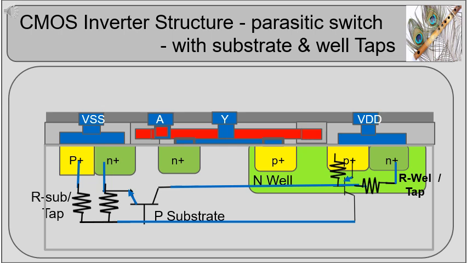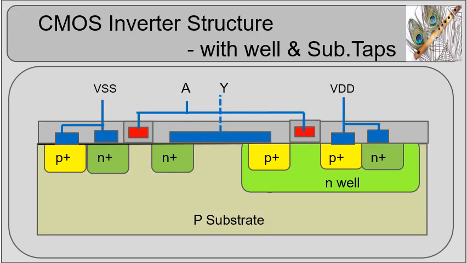The figure shows a CMOS inverter structure, mounted with well and diffusion taps. One end of the tap is connected to supply and the other end lies on the well or the substrate. The figure shows a CMOS inverter layout structure with built-in well and substrate taps that overcomes the latch-up issue.